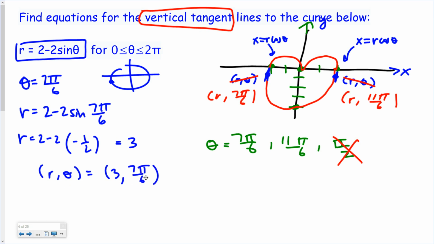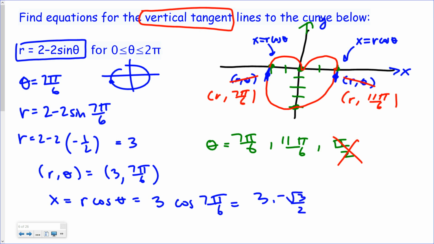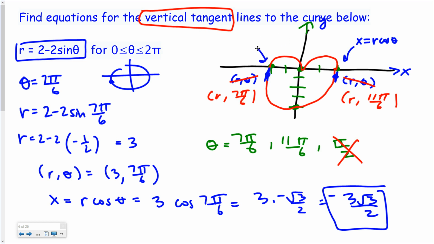Okay, if r, theta is 3 comma 7 pi over 6, what's x equal to? R cosine theta, right? Because I want to find what the x equals to right here. X is equal to 3 times the cosine of 7 pi over 6. And what is the cosine of 7 pi over 6? Is it negative root 3 over 2? So this answer is negative root 3 over 2 is equal to x. So right here, guys, my answer for this vertical line is x is equal to negative 3 root 3 over 2.